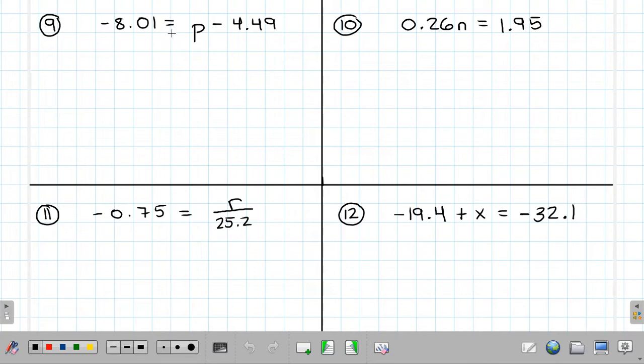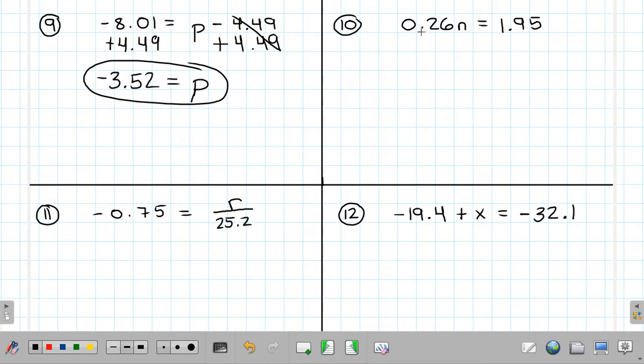Negative 8.01 is equal to P minus 4.49. That means we need to add 4.49. But if we do it to this side, we need to do it to the other side. So in this case, we get P because we want the 4.49s to go away. And then over here, just basic arithmetic addition, but with decimals. So like I said, if you need to double check yourself, plug this into a calculator, but you should get negative 3.52.